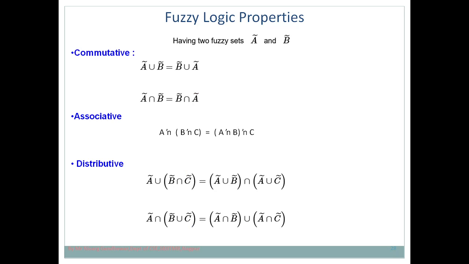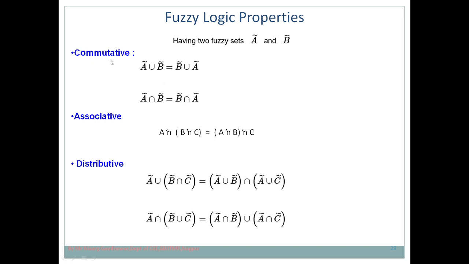So there are various properties for the fuzzy logic, and here we are using some notation which I am going to tell you. Here two fuzzy sets are represented by, we can call it fuzzy set A and fuzzy set B. So this tilde sign is used to represent the fuzzy set. So here we consider two fuzzy sets, A and B.